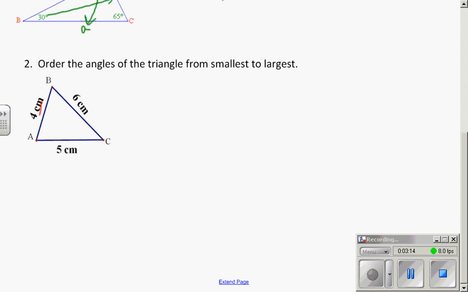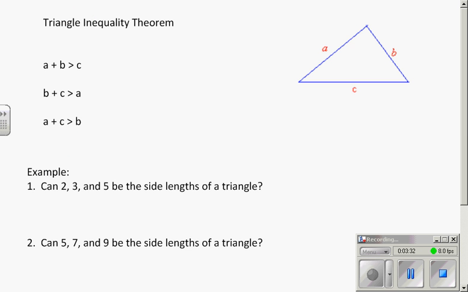Number 2 is just asking you the reverse, to look at the three sides and order them. So my smallest is angle C, that is less than angle B, which is less than angle A. And using less than symbols is another way to express the same thing.